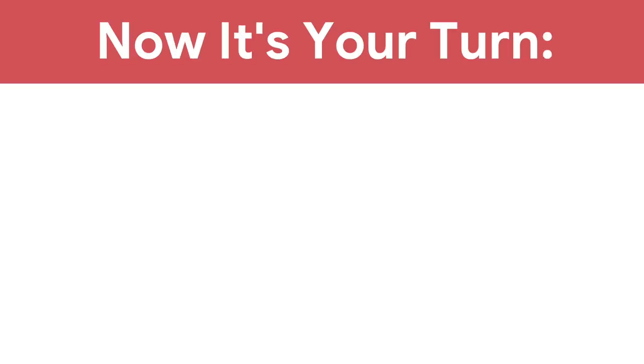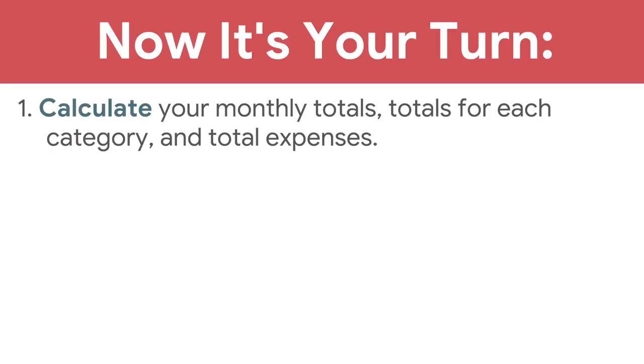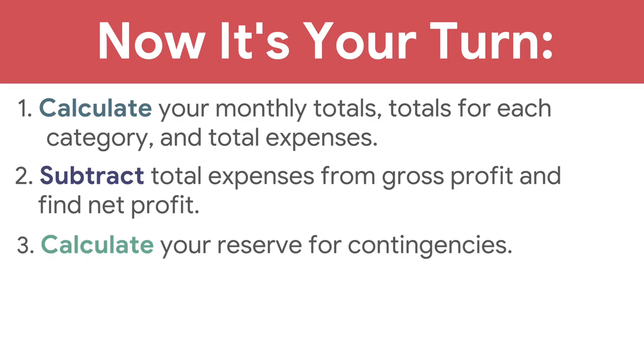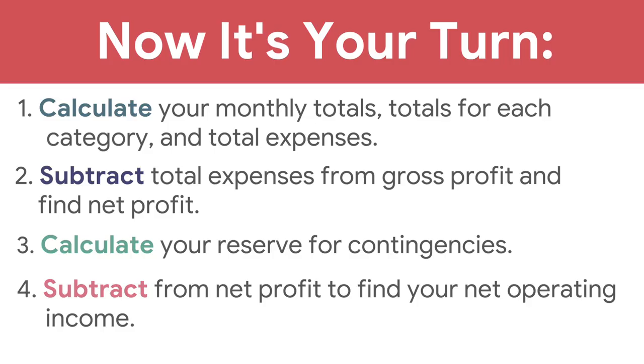Now, it's your turn. Calculate your monthly totals, totals for each category, and total expenses. Subtract total expenses from gross profit and find net profit. Calculate your reserve for contingencies, and subtract taxes from net profit to find your net operating income.